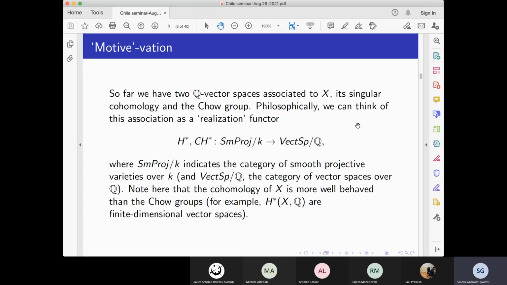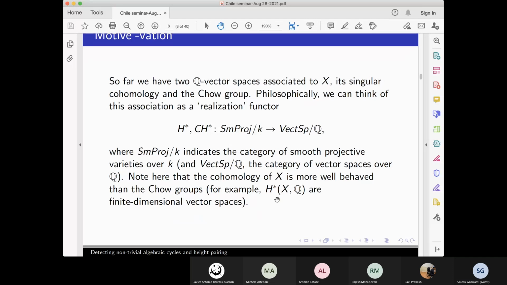So I won't go again into that picture, where he envisioned that there should be a big category of motives, such that all these cohomology groups or Chow groups should come up as a realization functor of that category of motives. Grothendieck was not a person to study objects in isolation. He always used to study objects and functors between the objects. So the functors are more important to him than the actual objects.